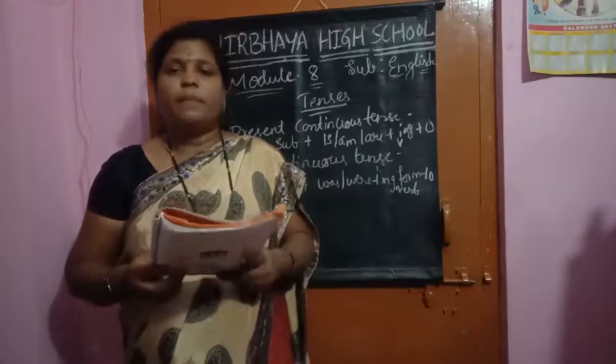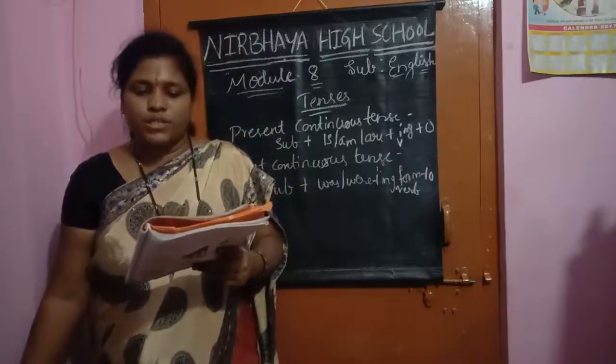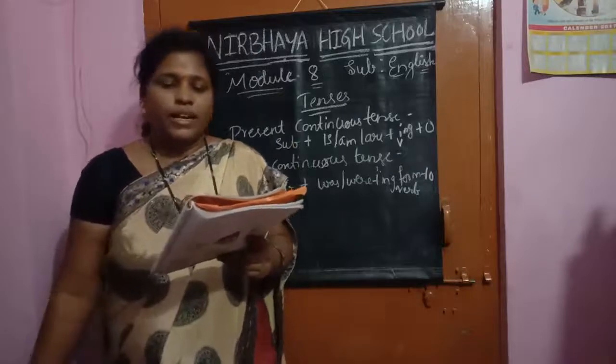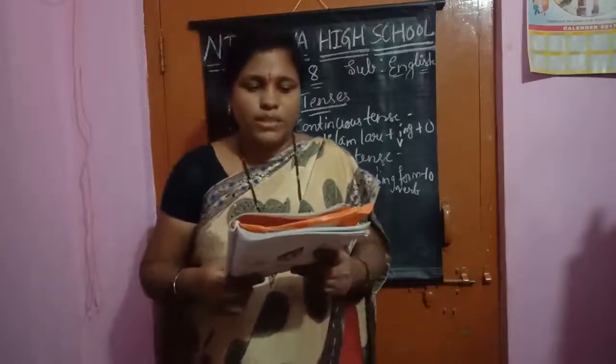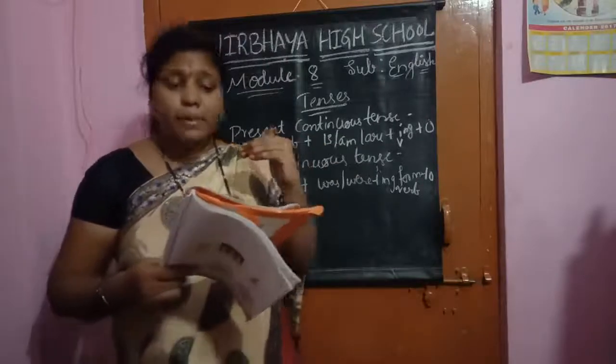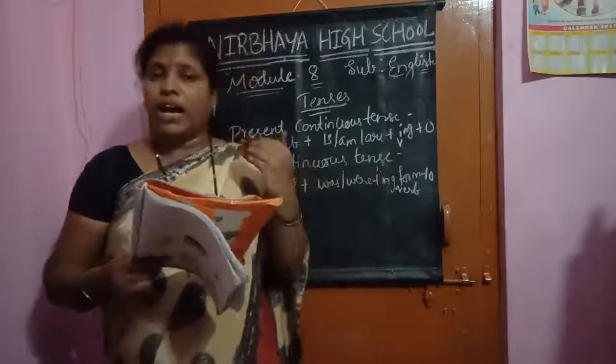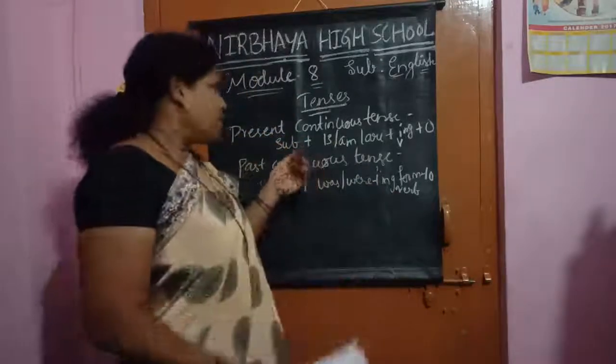See here, children, present continuous tense. Present continuous tense is used to describe actions that are taking place now. Means what? Which are going on now. Means, children are playing in the garden. Yes, children.